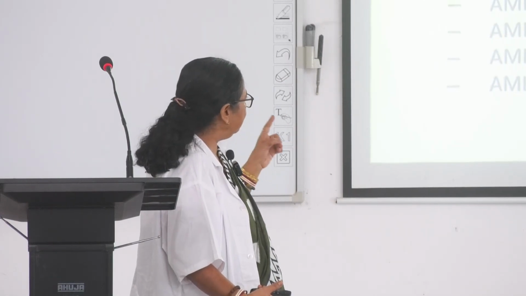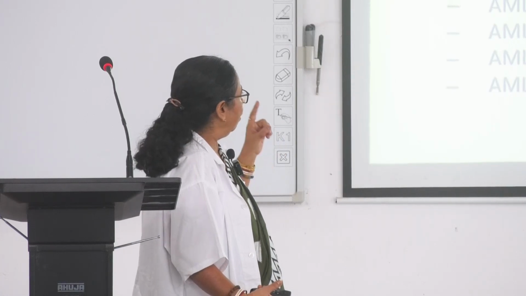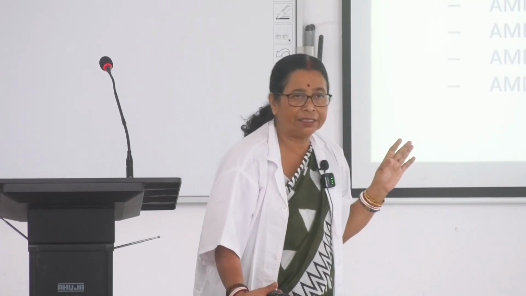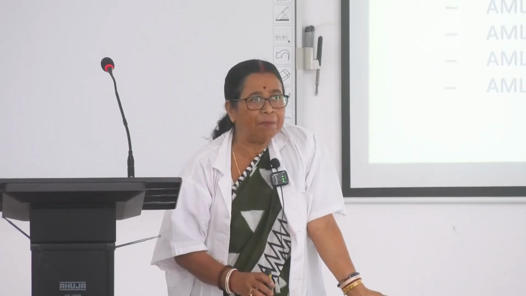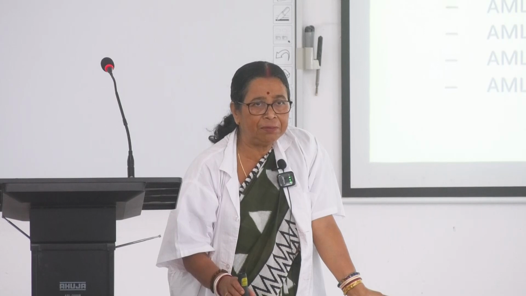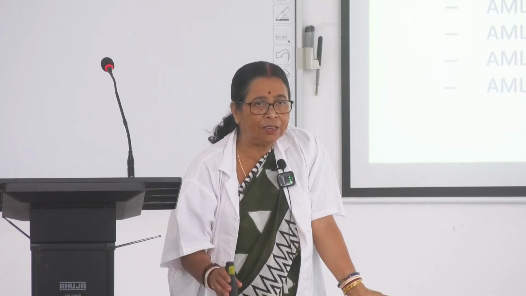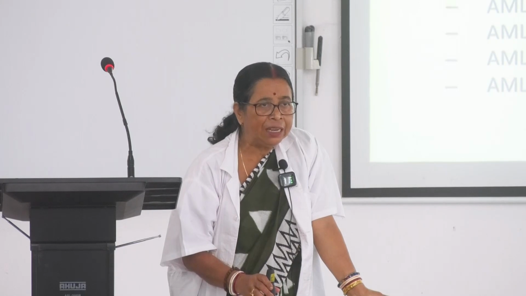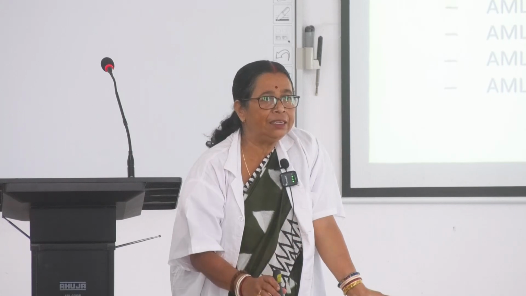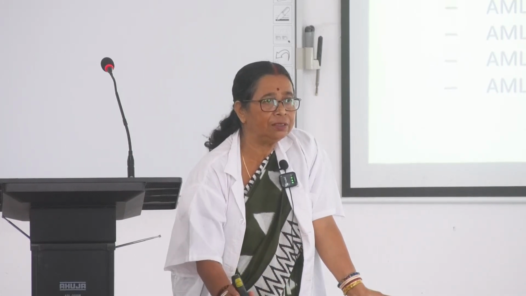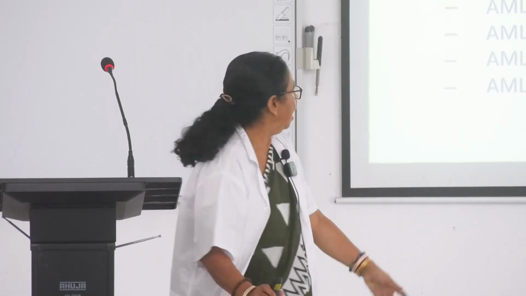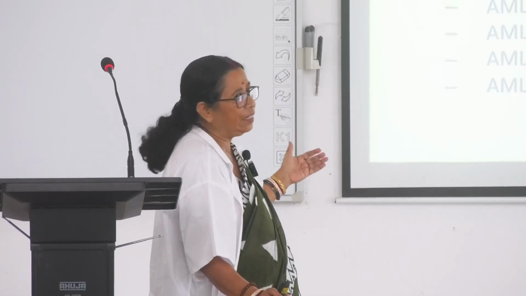Another important one is AML with myelodysplasia related changes. If AML develops after myelodysplasia, which is another disorder where all lineages of cells are defective, it is for very bad prognosis. Okay, knowing these few will be enough for you. And then AML with other defined genetic alterations.